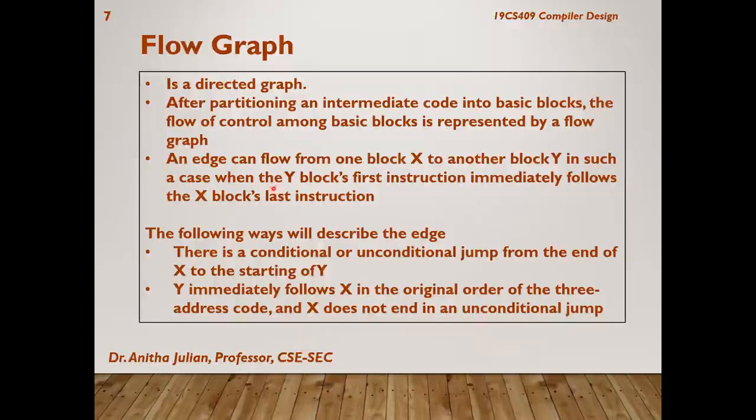So a flow graph is nothing but a directed graph. After partitioning an intermediate code into basic blocks, the flow of control among the basic blocks is represented by a flow graph. An edge can flow from block X to another block Y in such a case when Y block's first instruction immediately follows the X block's last instruction. So what is an edge? There is a conditional or unconditional jump from the end of X to the start of Y, and Y immediately follows X in the original order of the 3-address code. We will check with the example and then we will understand this.